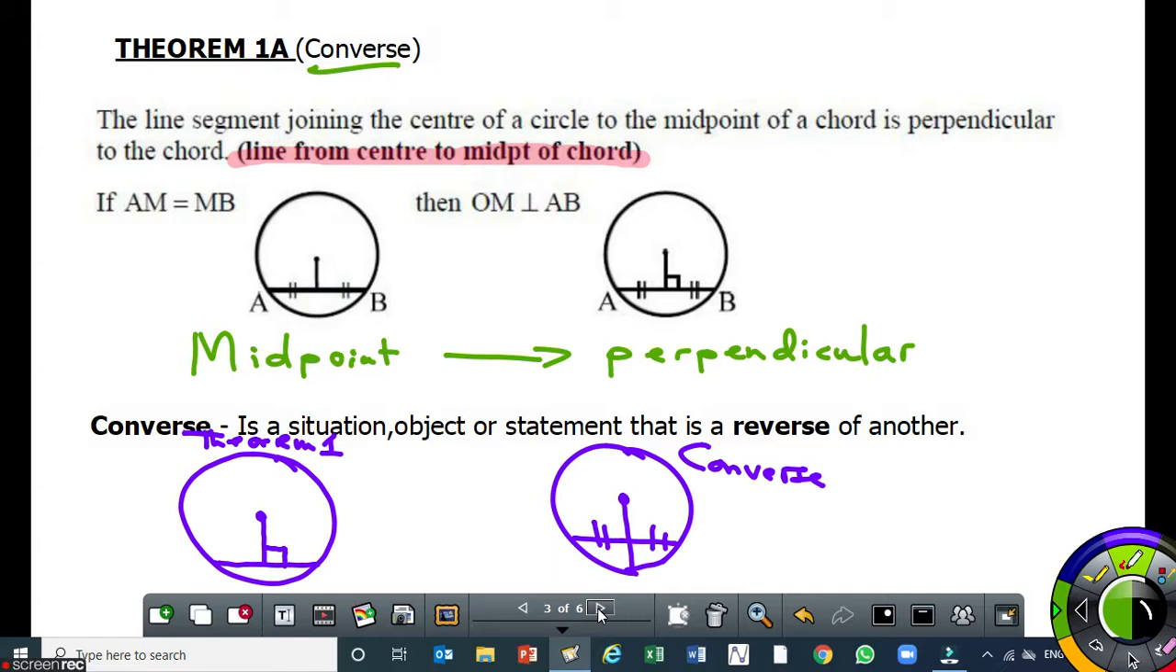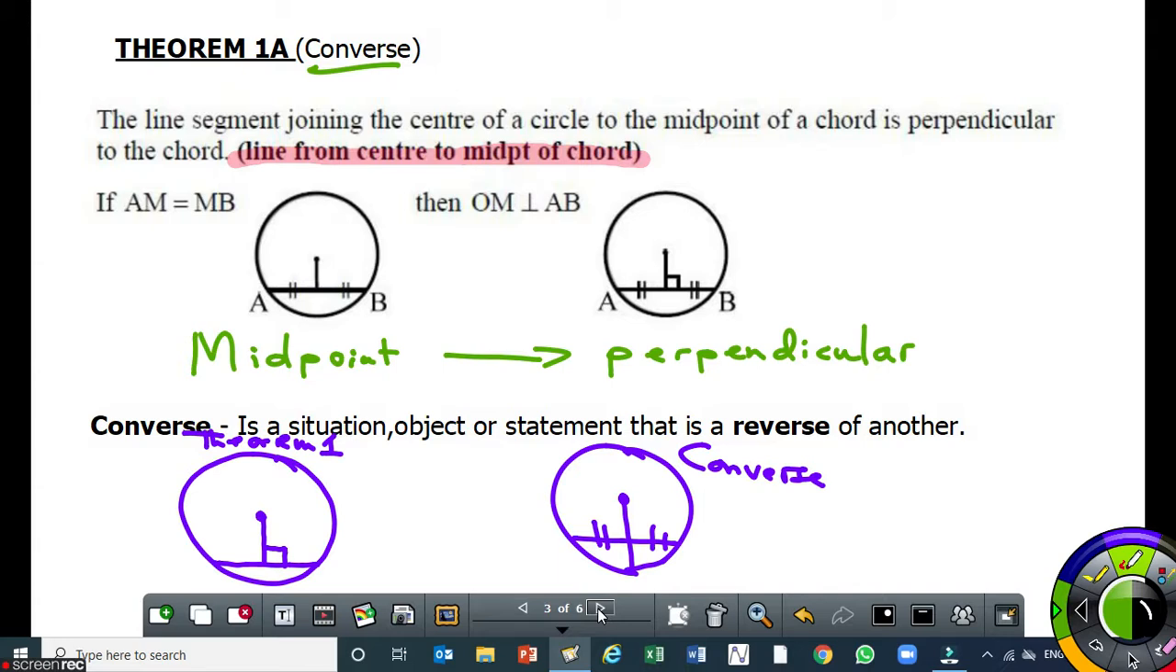I know it can be a little bit confusing, but there's a difference when we say if a line is drawn from the center of a circle and that line is perpendicular to a chord, it therefore bisects the chord. And by saying a line drawn from the center of a circle to the midpoint of the chord is perpendicular to the chord. They look like they are the same, but they are not.